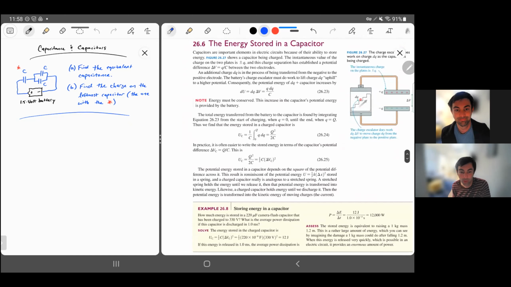Energy stored in a capacitor. We have two important formulas for the energy stored in a capacitor. So energy stored in a capacitor U is 1/2 CV squared, or U equals Q squared over 2C. Which one you want to use depends on what you know about the capacitor. Do you know the potential difference across the capacitor, or do you know the charge on the capacitor? Do you know V or do you know Q?